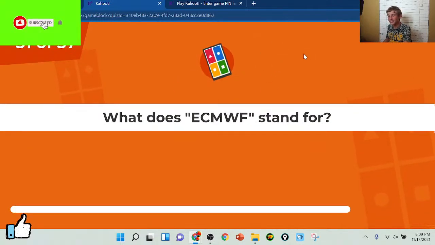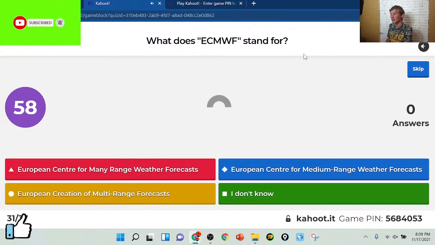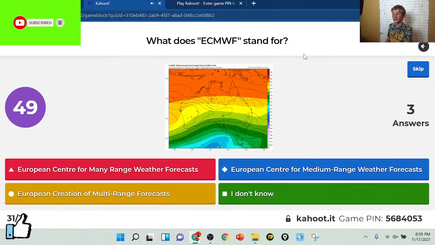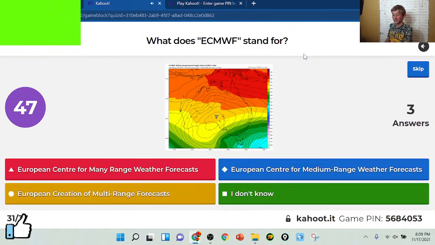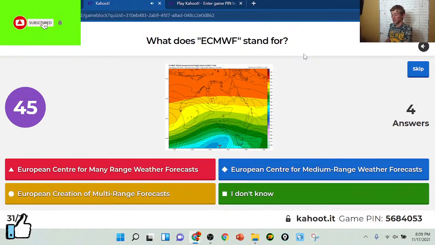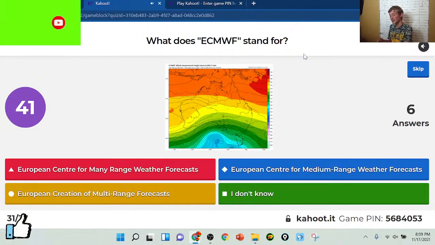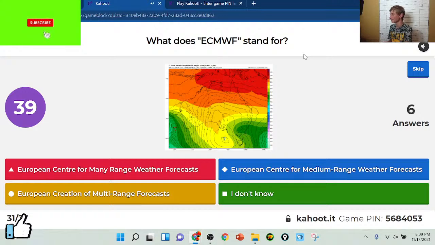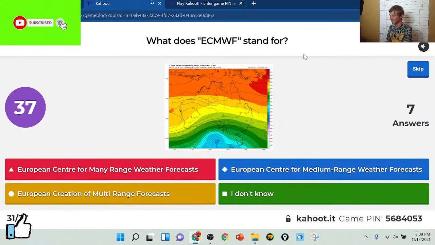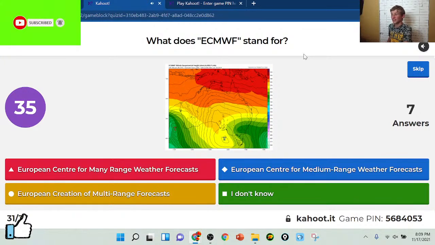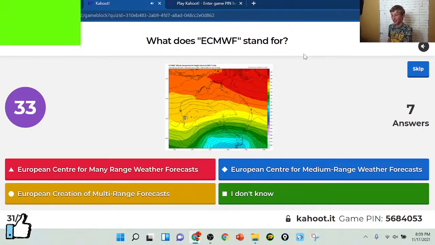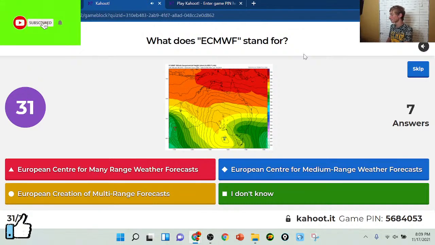What does ECMWF stand for? This is probably going to be the hardest one in the whole entire trivia. European Center for Many Range Weather Forecasts, European Center for Medium Range Weather Forecasts, European Creation of Multi-Range Forecast, or do you not know? Once again, this is probably going to be the hardest question that you will see tonight.